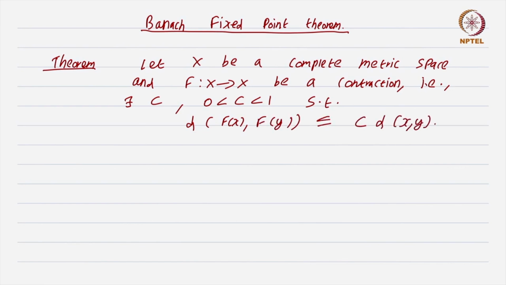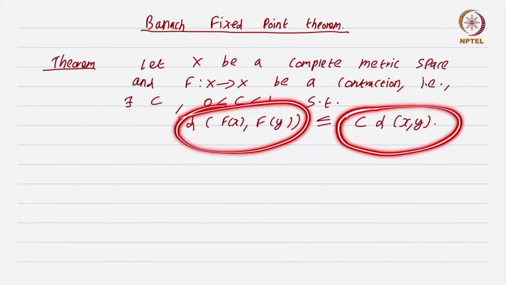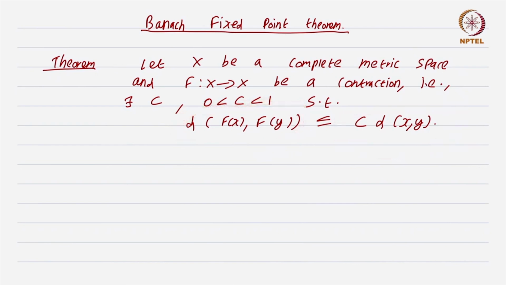So in some sense the map contracts points x and y to points that are closer to each other, and that is captured by saying that d(f(x), f(y)) is less than or equal to c d(x,y). This constant c is independent of the choice of points, so that is to be remembered. This constant c does not depend on the choice of points.